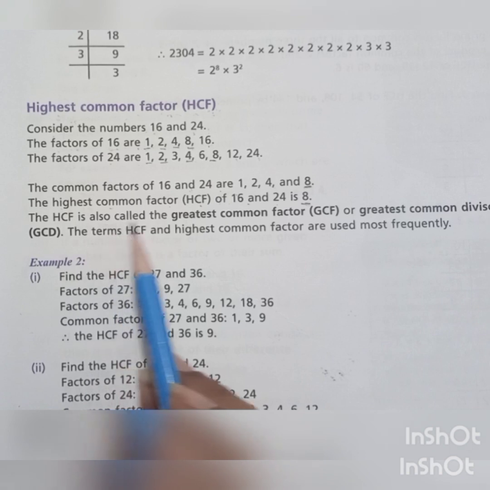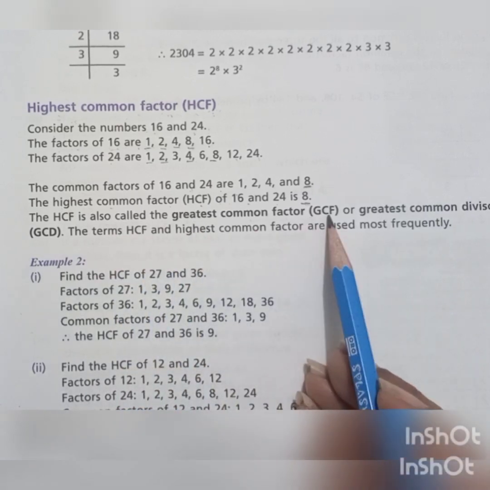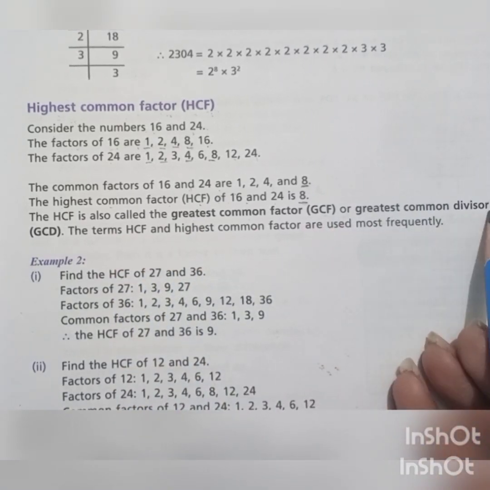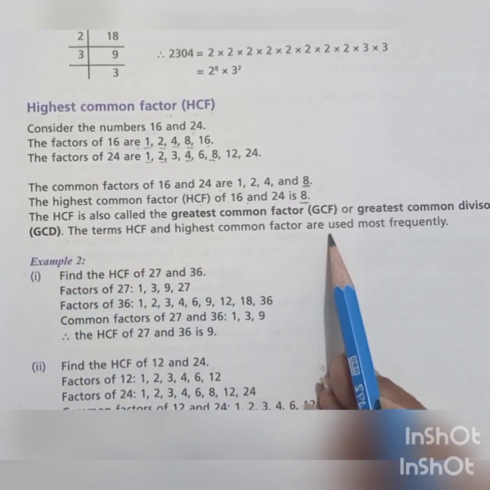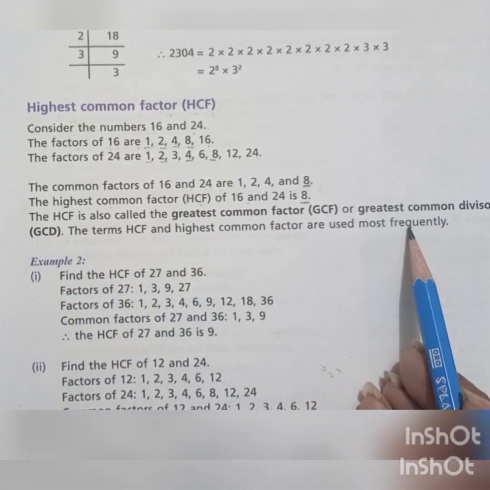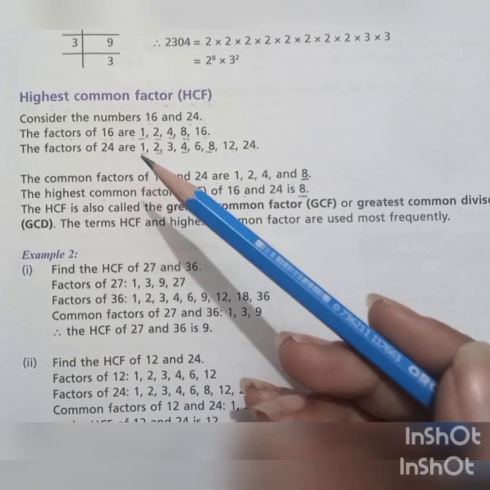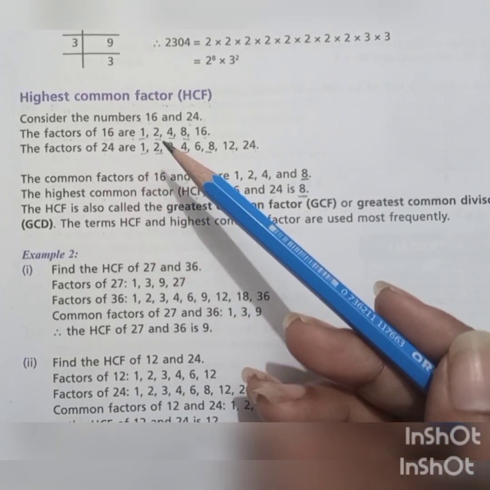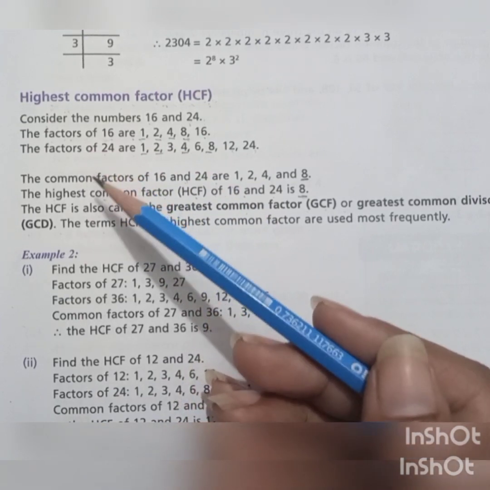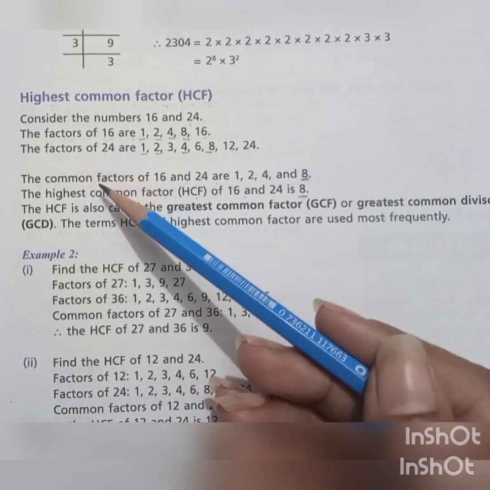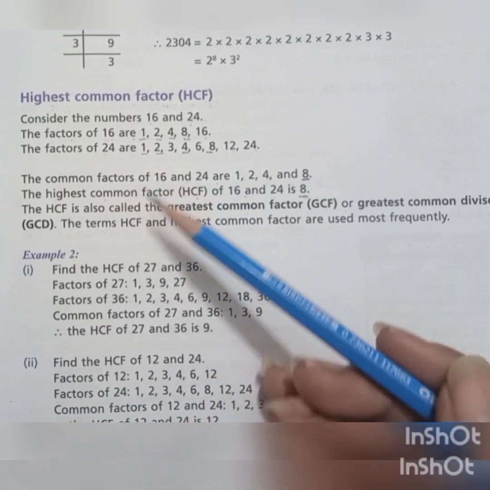The HCF is also called the greatest common factor GCF or greatest common divisor GCD. The terms HCF and highest common factor are used most frequently instead of GCF and GCD. Students, in order to find the highest common factor, first of all find the factors of the numbers and then the common factors, and then see which number is greatest in the common factors, and then that number would be called the highest common factor.